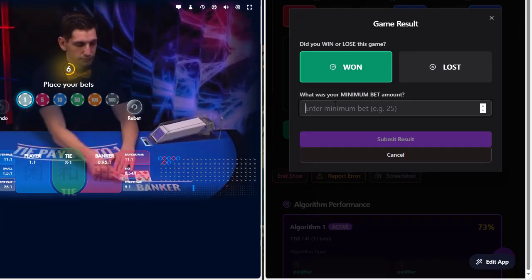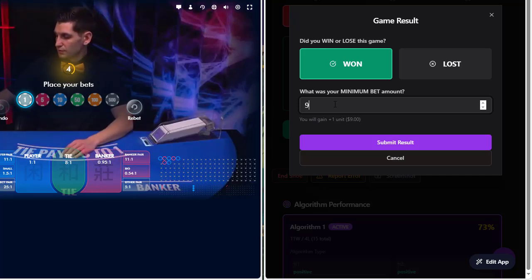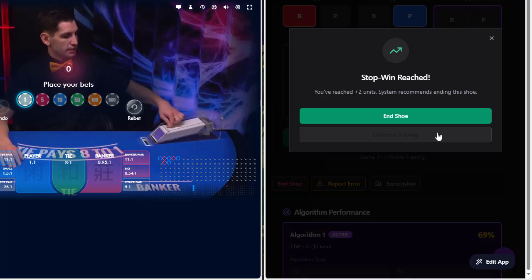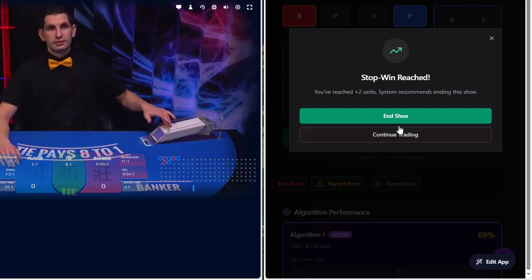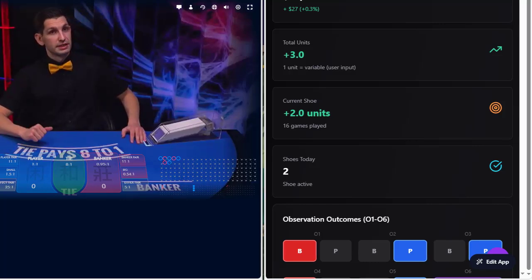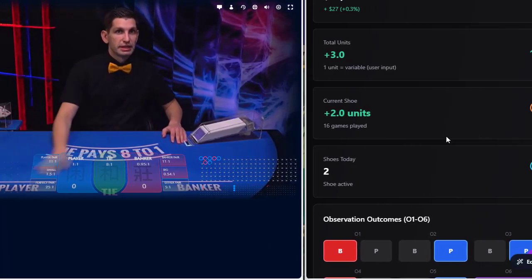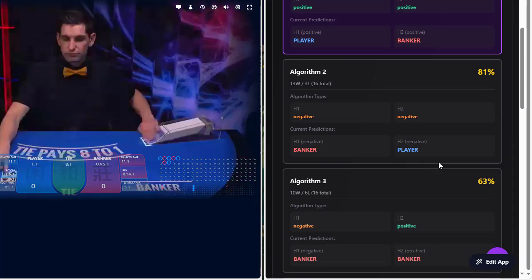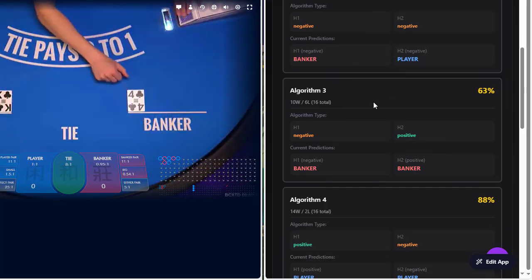All right, so we just won here. So you can see ground up is still working. Ground up is grounding up. Now we would have been significant. According to the shoe logic, we're up 3 units, but of course, by the game logic, I've made a couple of mistakes. All right, so the lowest performing algorithm is at 63, and we're going to continue to play ground up.